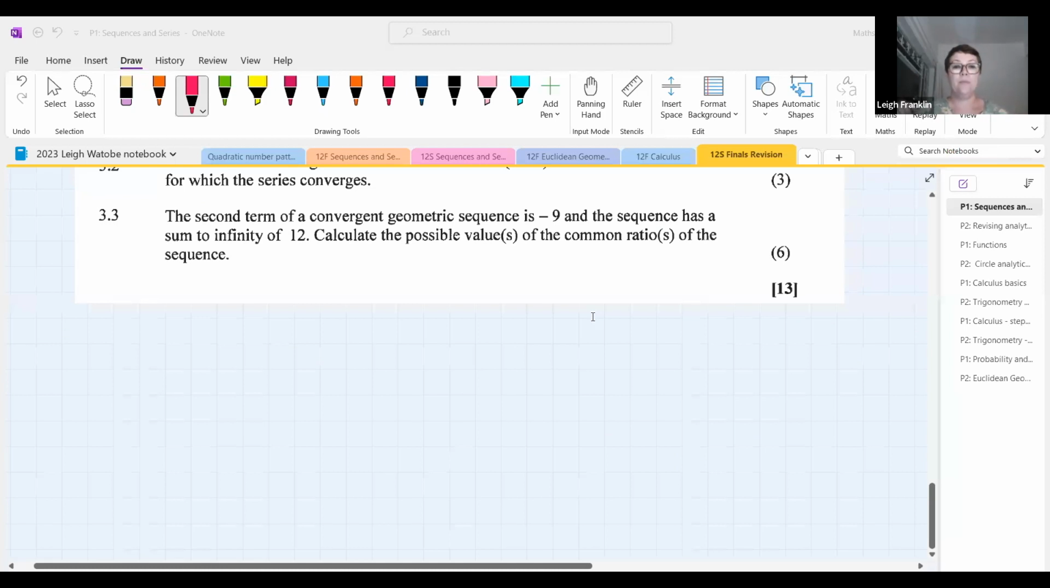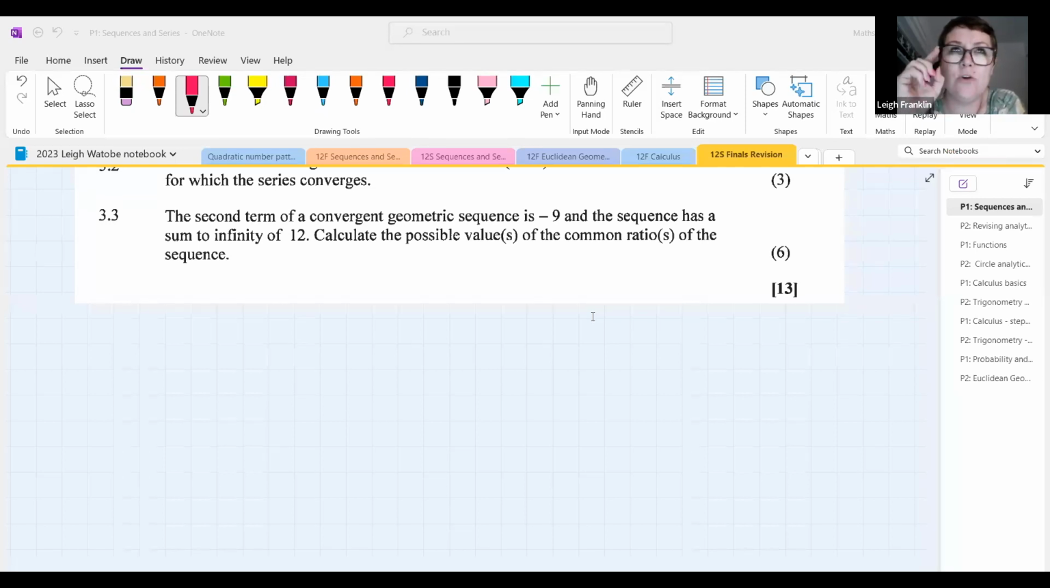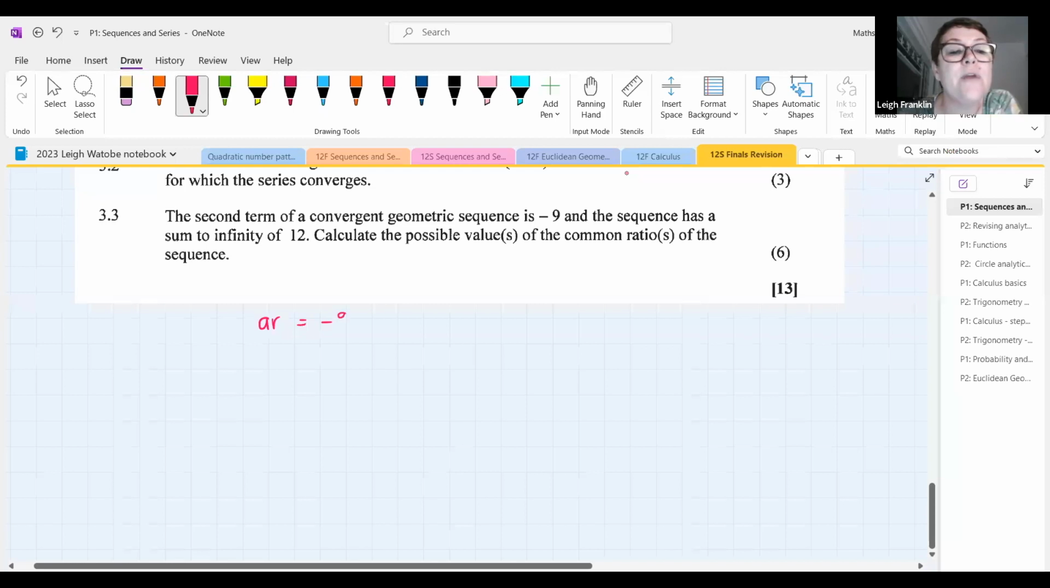Okay, so the second term of a convergent geometric sequence is -9. How do they want you to write that? And let me give you a hint. It's not T2 equals -9. Don't write that. How can we write T2 for a geometric sequence? What do they want from us? That's it, Mosey. Well done. Okay, so they want AR equals -9. Beautiful.